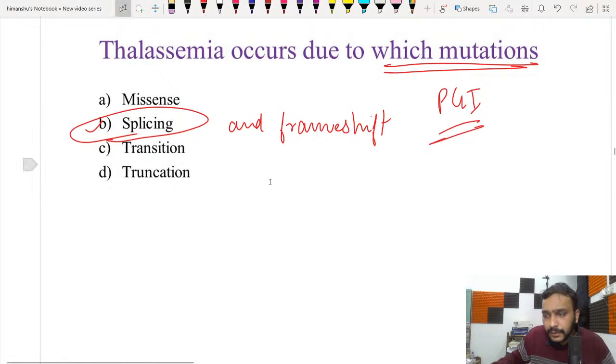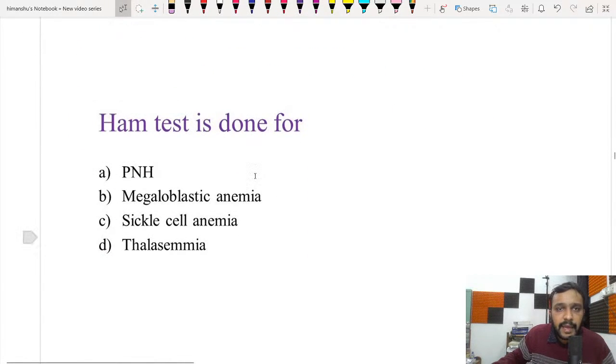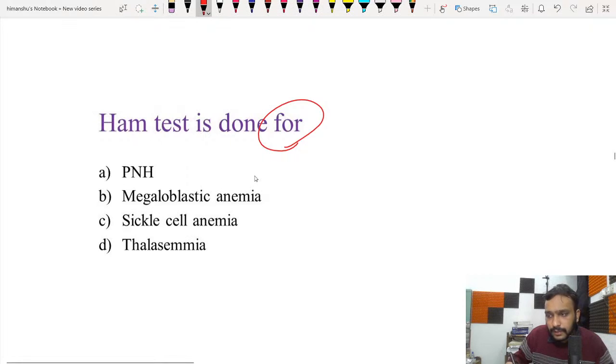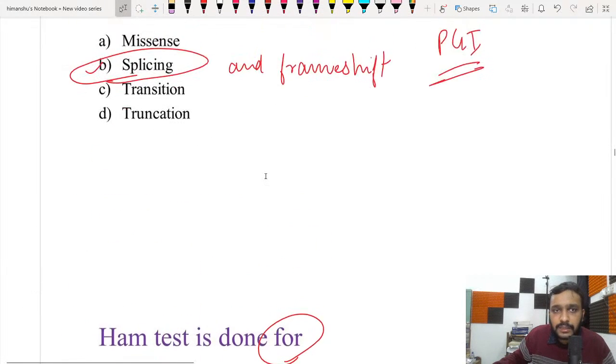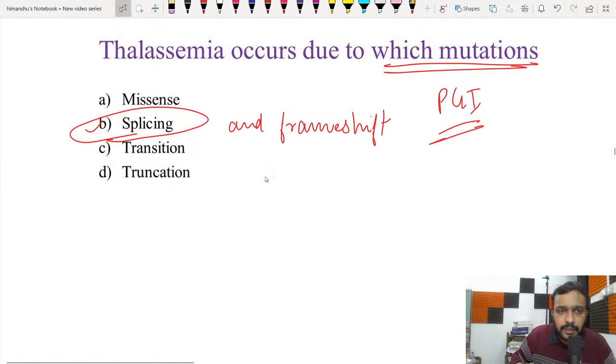Ham test is done for paroxysmal nocturnal hemoglobinuria.